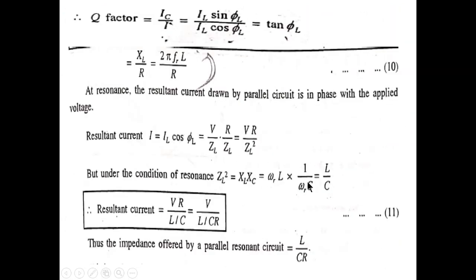So it is equal to L by C. So the resultant current is given by VR upon L by C. So by shifting the R into denominator, we'll get resultant current is equal to V upon L by CR. So L by CR is the impedance offered by the parallel circuit. So during parallel resonance, the impedance becomes maximum whereas current becomes minimum, and power factor remains unity.